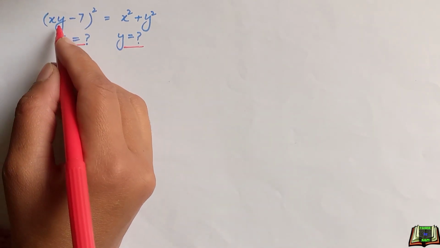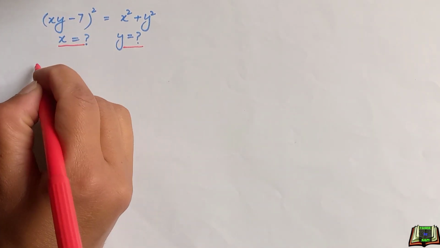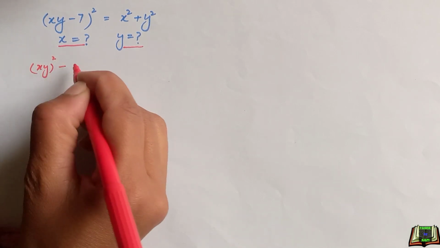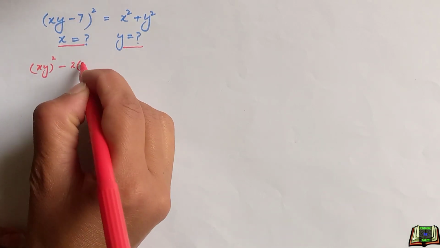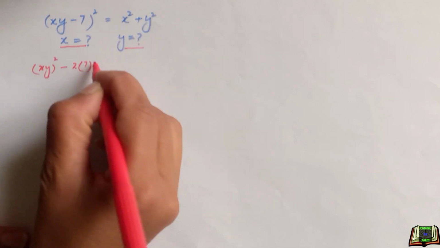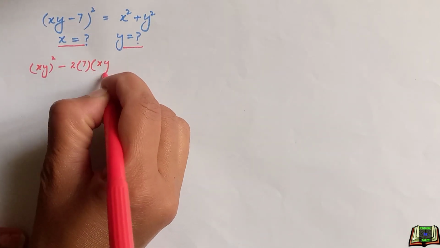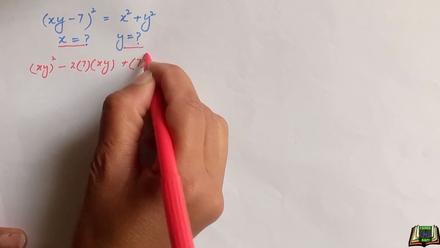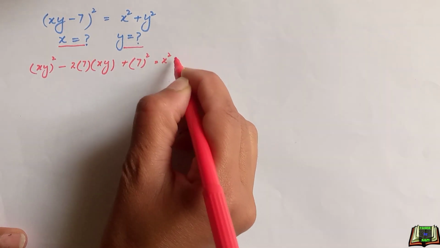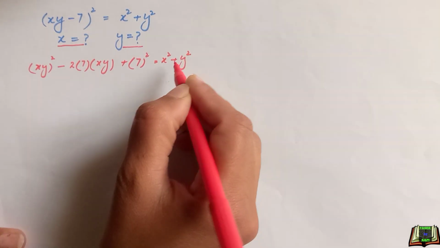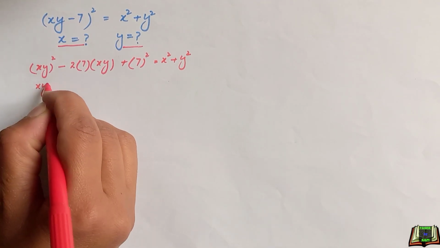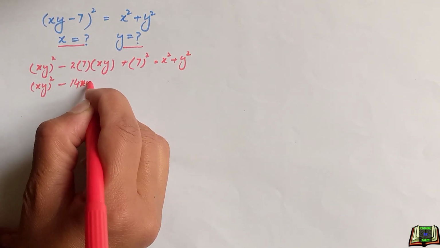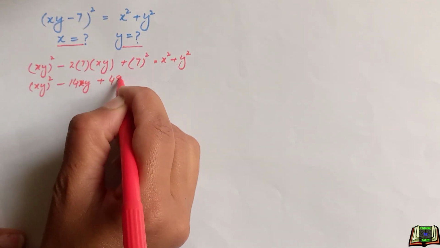This (xy − 7)² is the same as (a − b)², which is equal to a² − 2ab + b². That is equal to (xy)² − 2 times 7 times xy + 7², and the right-hand side stays as it is. So (xy)² − 14xy + 49, since 7 times 2 is 14 and 7² is 49.